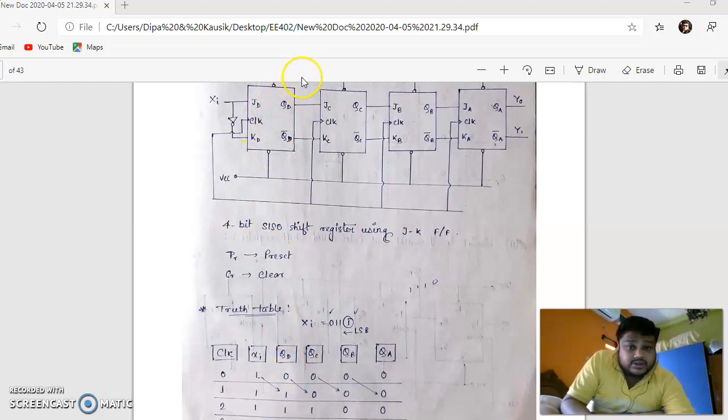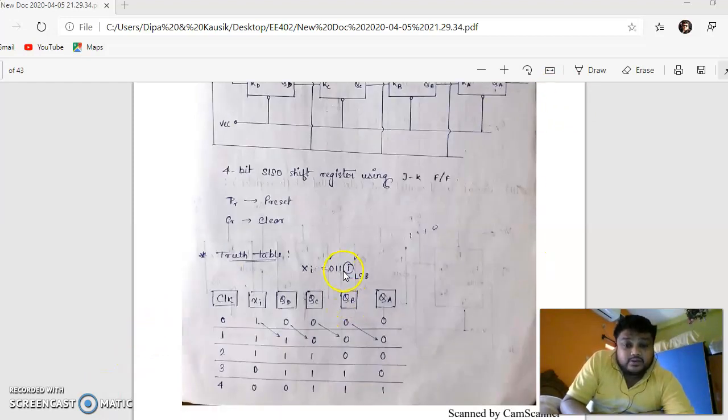The QD value goes to the QC flip-flop. That's why QC is 0. The QC value goes to QB. That's why QB is 0. The QB value goes to QA. That's why QA is also 0. That means Y0 equals 0.